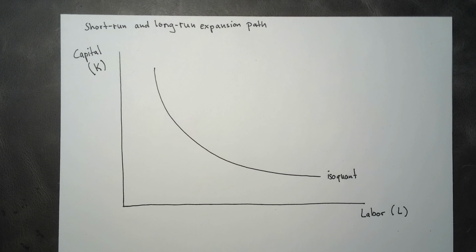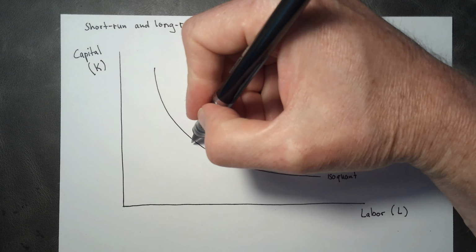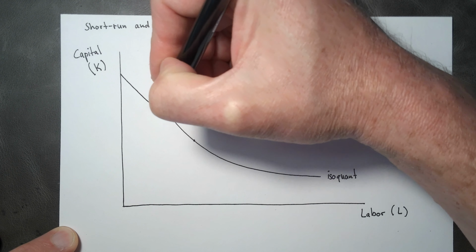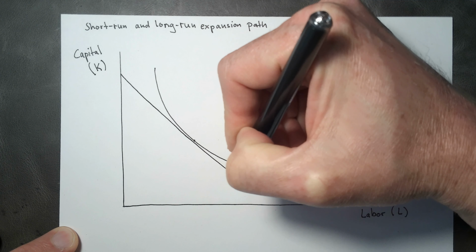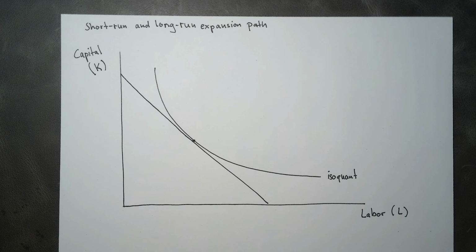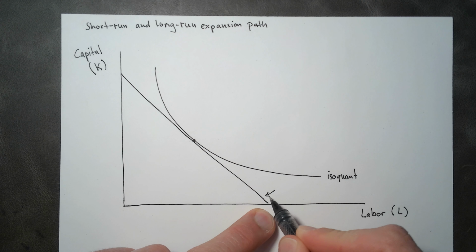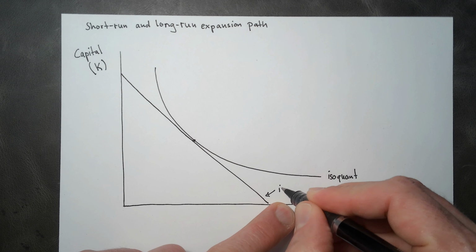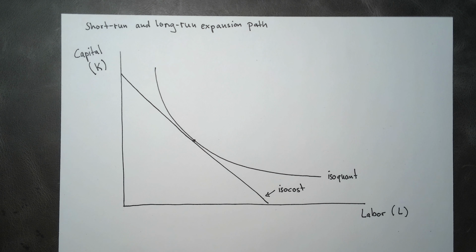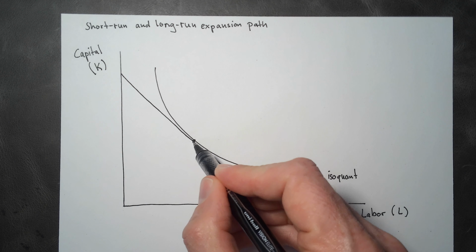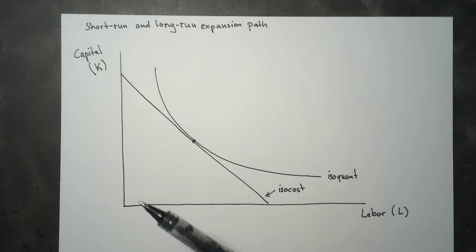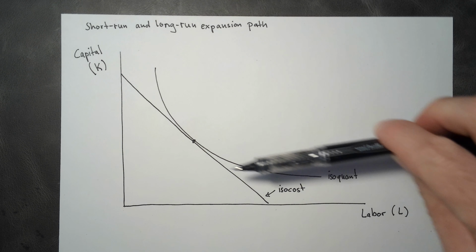Now, if we are looking at the input prices, then we are going to find a point which is tangent to an isoquant, okay, and this line here is called the isocost line. And then the optimal production is occurring at this point here, where the isocost line is tangent to the isoquant line.